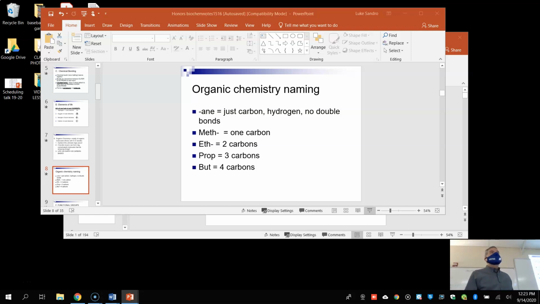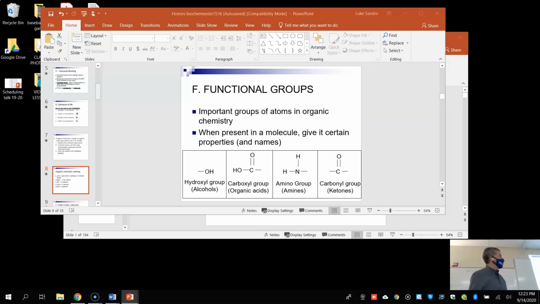So, functional groups. Functional groups are we take our carbon backbone and we add some other atoms to it. And there's certain groups of atoms that you can add that not only change the name of the molecule, but change the function of the molecule, change the properties of the molecule.